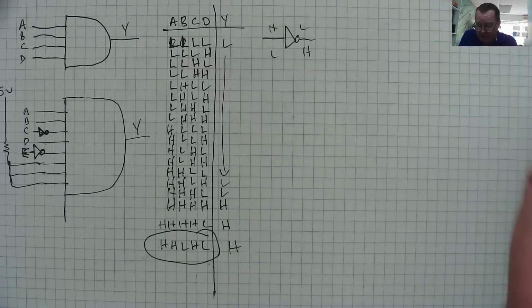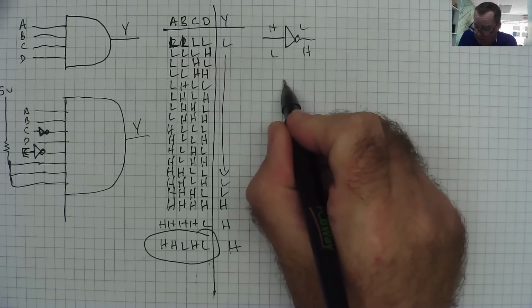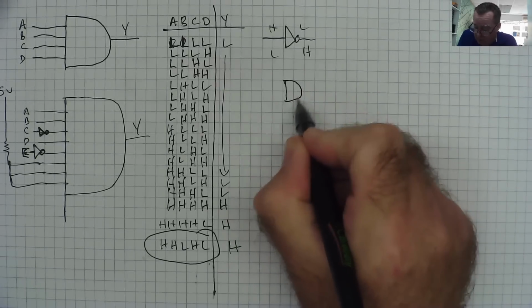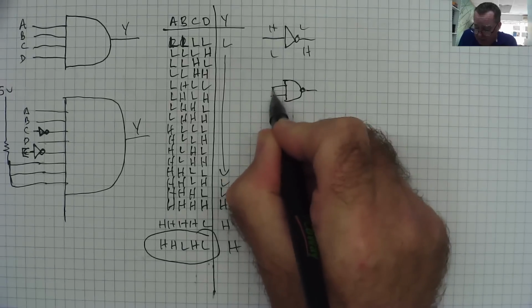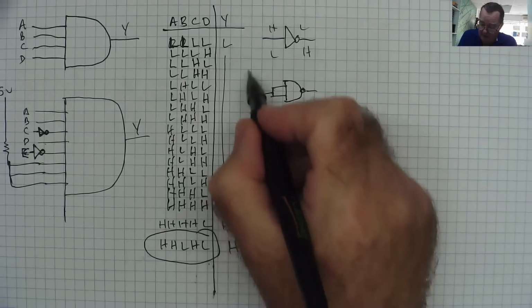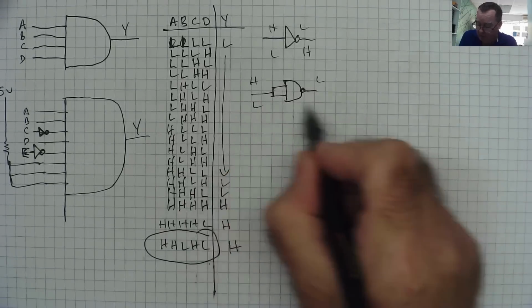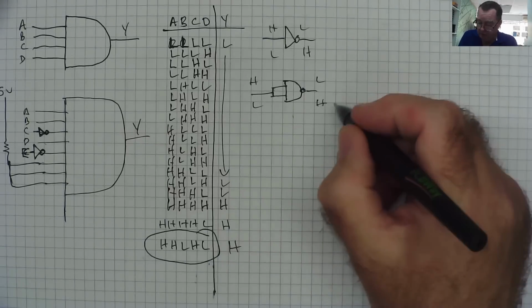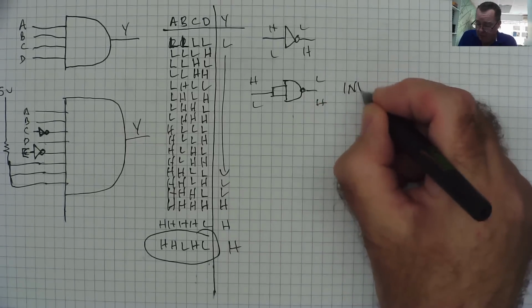You can make that out of a single NAND gate. All you do is, you take your NAND gate and you connect both inputs together. You've now got one input and one output. If the input is high, the output will be low, and vice versa. You've now got here an inverter.